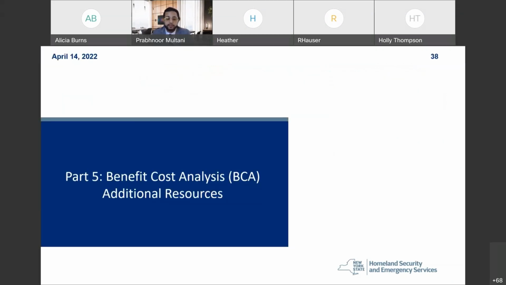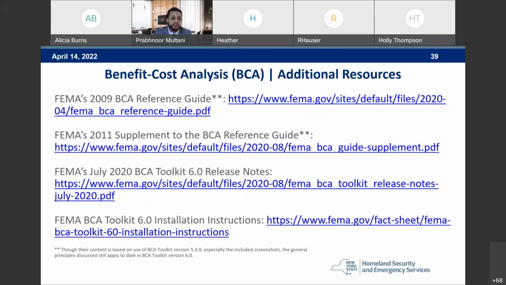Part 5, benefit cost analysis, additional resources. Next slide, please. Here we have gathered a plethora of resources that may be useful to help guide you and aid you in completing your benefit cost analysis. You will be provided all these links within the slides. Next slide, please.